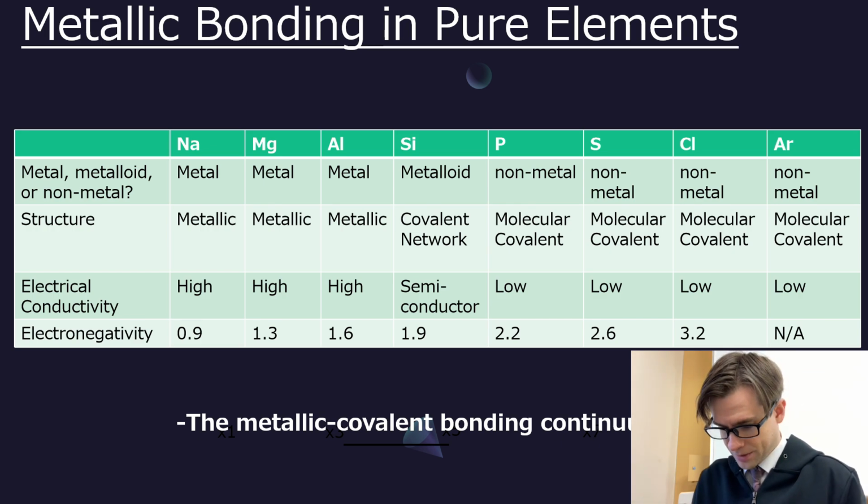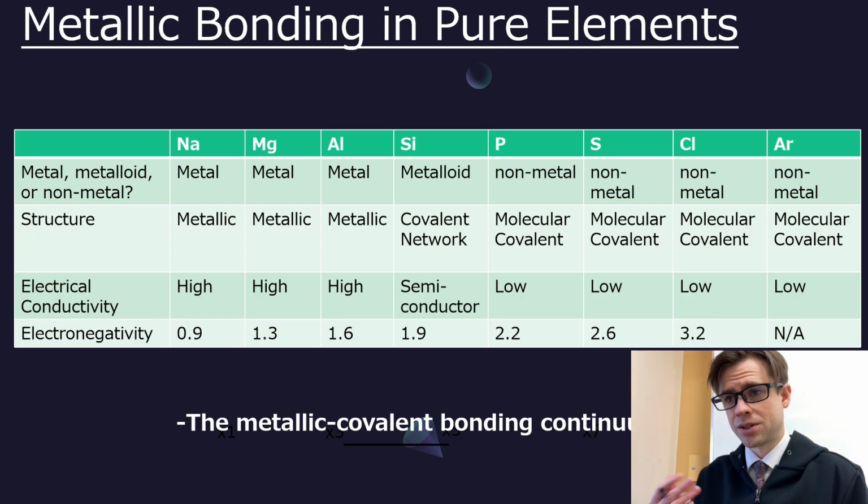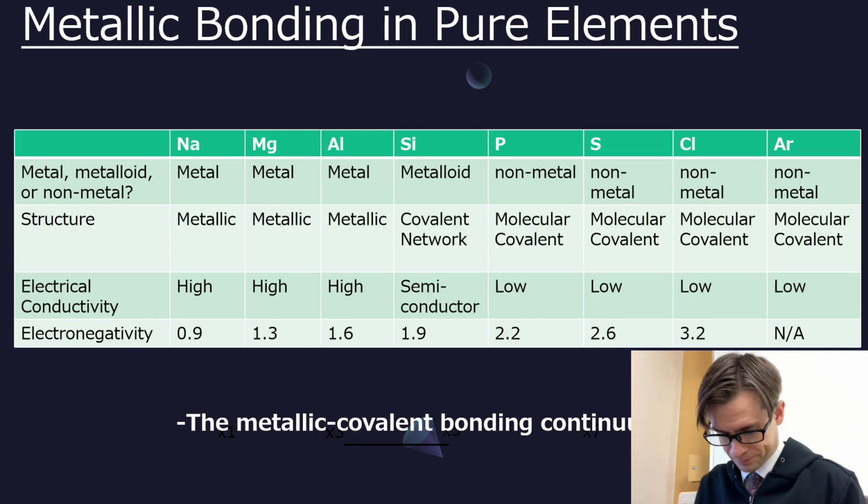And then above 1.9, as we get to 2.2, 2.6, 3.2, those large electronegativities will not favor metallic bonding at all. And of course, argon has no electronegativity. Electronegativity is defined by how much an atom pulls a pair of electrons in a covalent bond. We can't define it for argon. It doesn't really form covalent bonds.